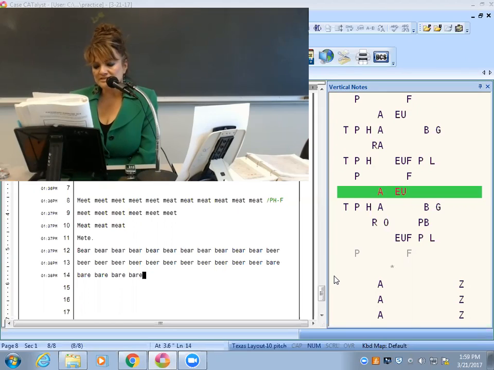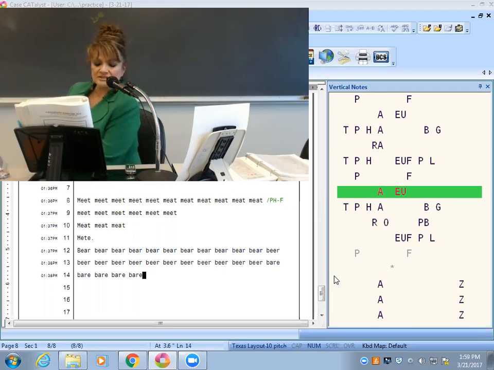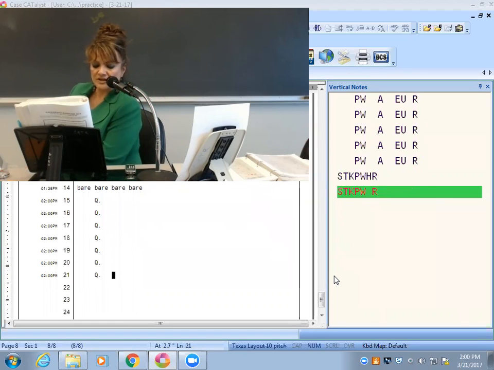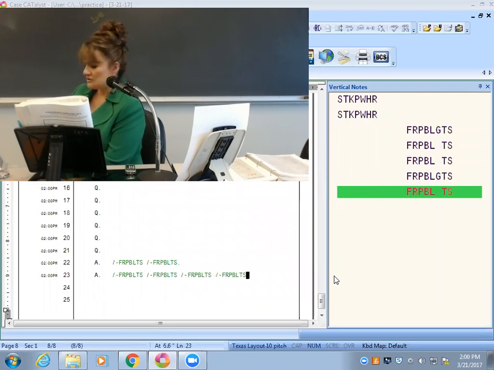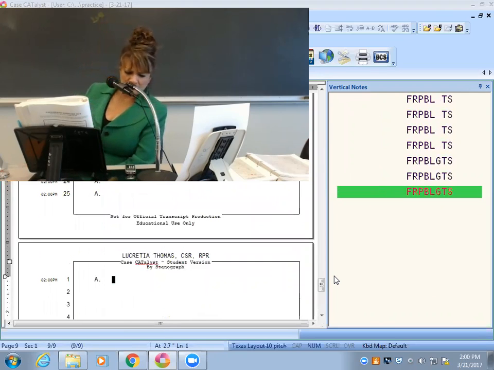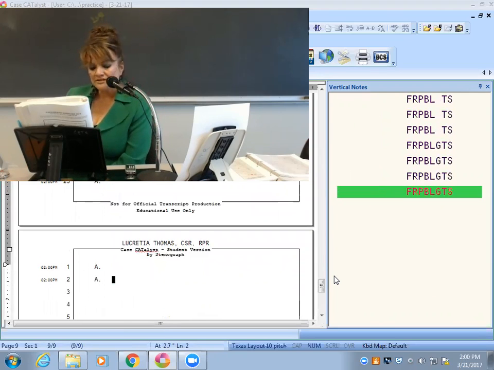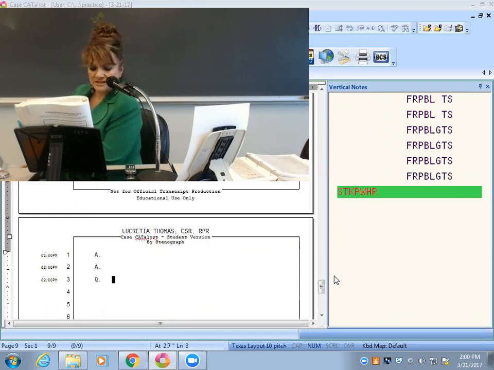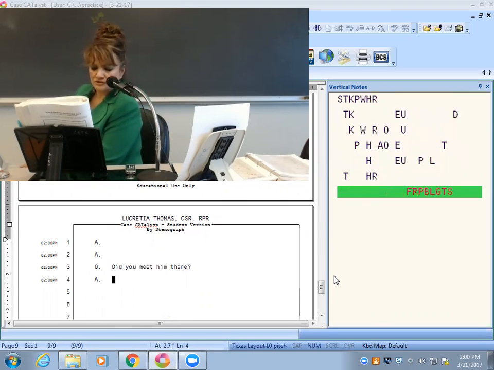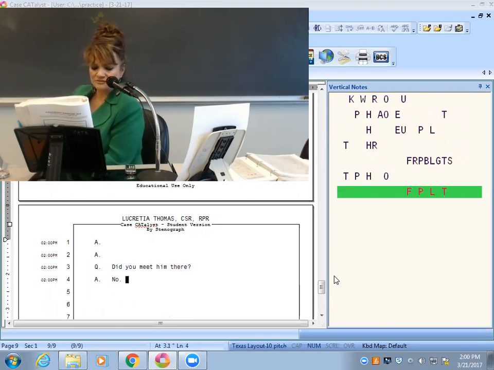So special banks of keys are used to indicate Q&A in your notes. Remember, we've covered this. Q is the initial side, A is the final side, okay? And you don't put the vowels in. So Q, A. It says practice the following. Question, did you meet him there? You write, did you meet him there? Answer, no. And then I'm just putting in a period. You don't need to put in the period.